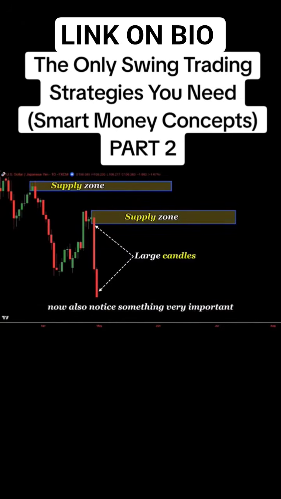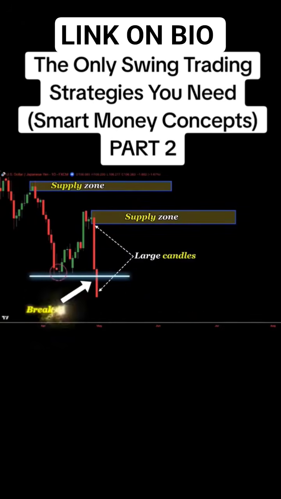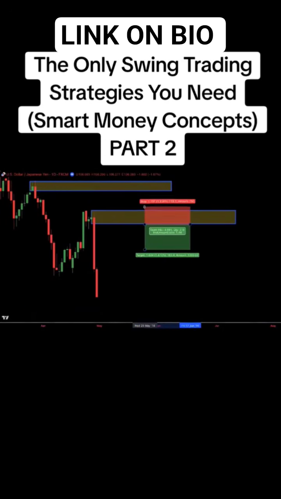Now also notice something very important. The previous support level was broken with strong momentum, and liquidity was taken below the lows before the market continued downward. This adds extra confirmation that sellers were in control of the market. And before entering any trade, we always want to evaluate the risk-to-reward ratio. Look at this setup. As you can see, the trade offers at least a 3-to-1 reward-to-risk ratio, which means the potential reward is significantly larger than the amount being risked.